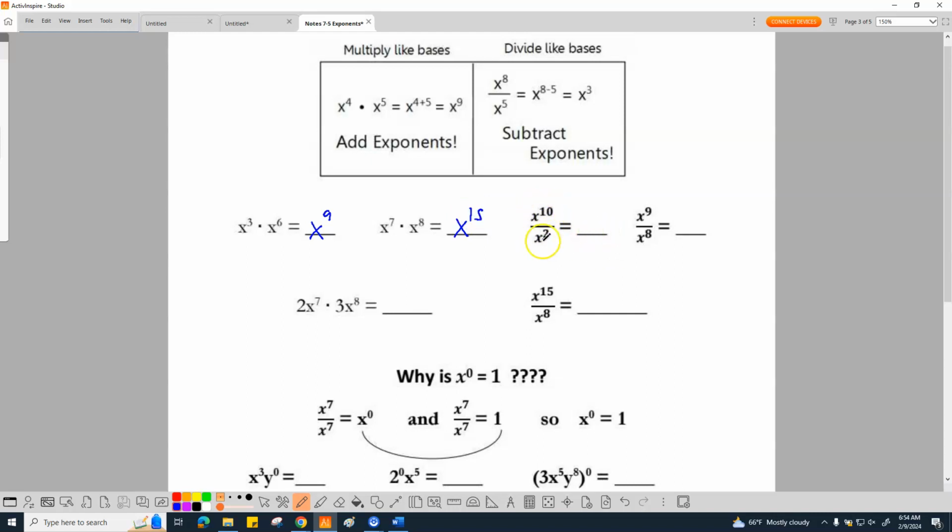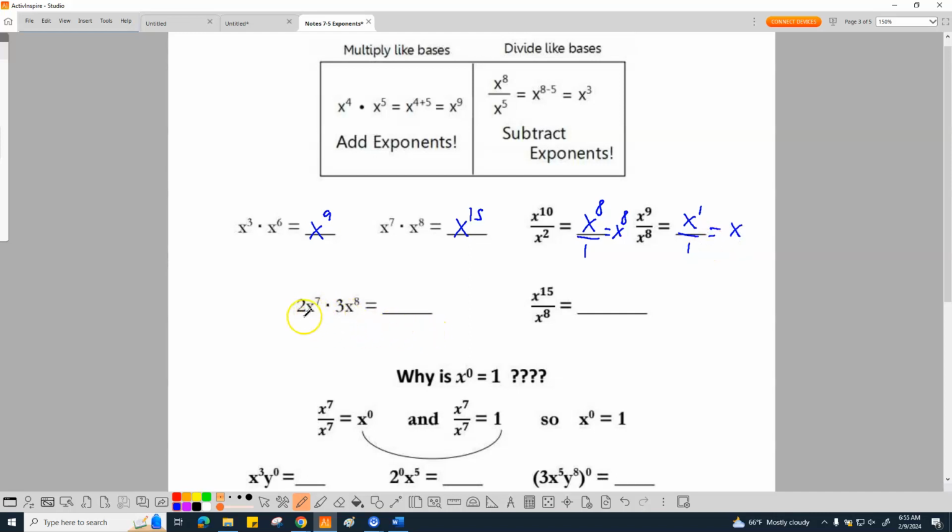X to the 10 over x to the 2, we're going to subtract those. 10 minus 2 is a positive 8, which means it's going to go on the top. So you'll end up with x to the 8 over 1, but do we really write that 1? No, we don't. We write it like this. So 9 minus 8 is a positive 1, which means it's going to go on the top. So we have x to the 1 over 1. We don't write it like that. It's going to look like this.